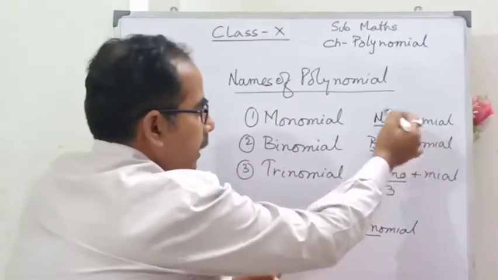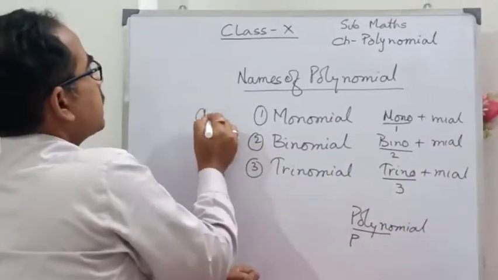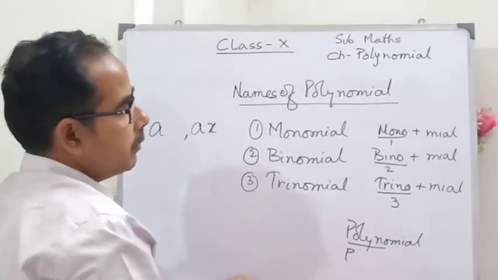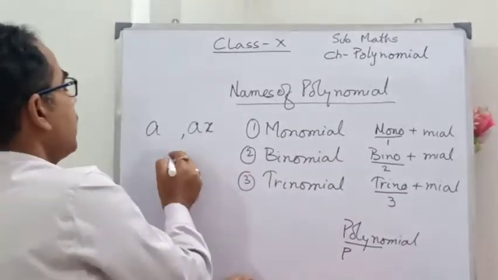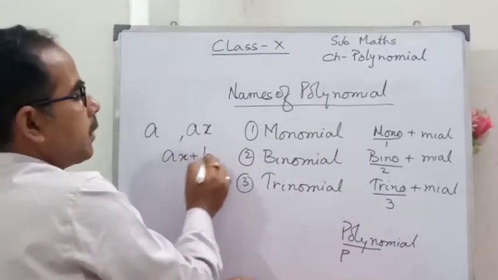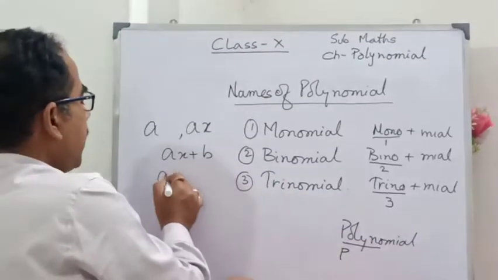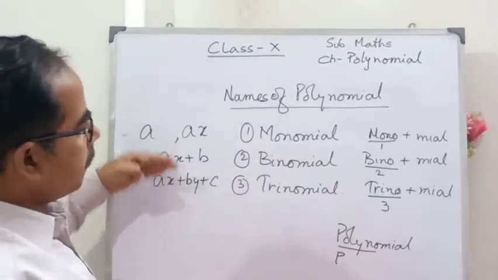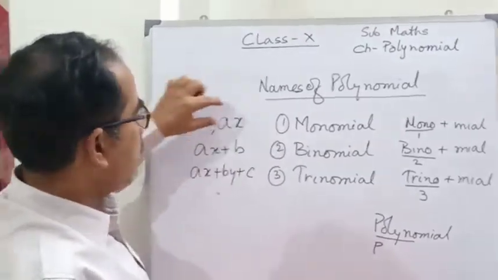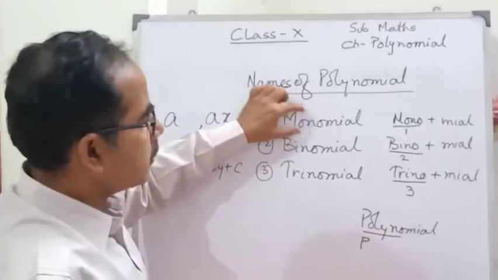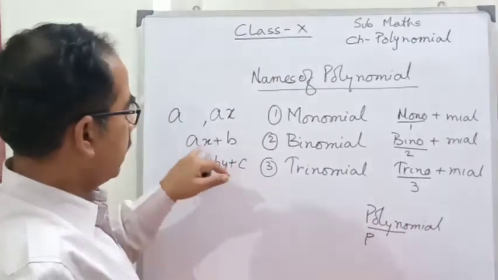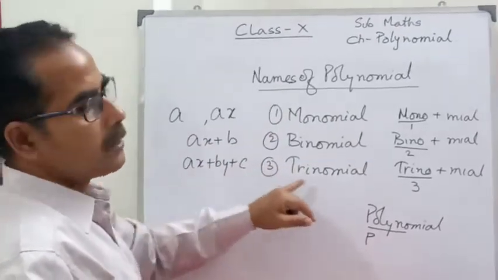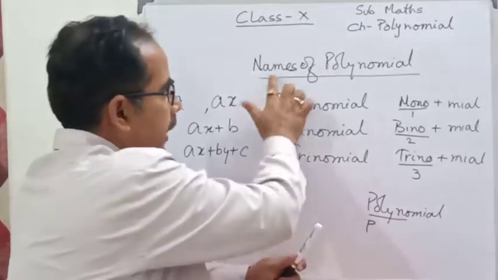Whenever we get a monomial, suppose ax or only a, only one term will be there. Binomial means two terms will be there, suppose ax plus b, two terms are there. Trinomial means suppose ax plus by plus c, three terms are there. So whenever only one term is there, it is known as a monomial. When two terms are there, this is one term, this is another term, that is what you call a binomial. And when three terms are there, it is known as a trinomial. This is what you call the names of the polynomial.